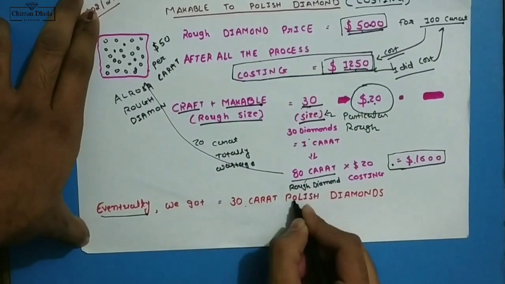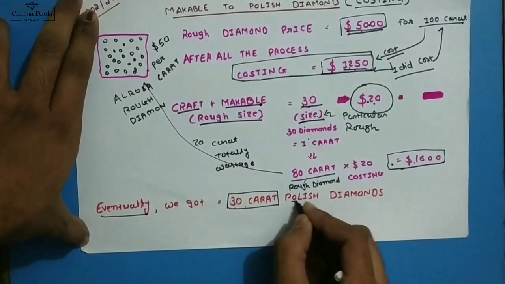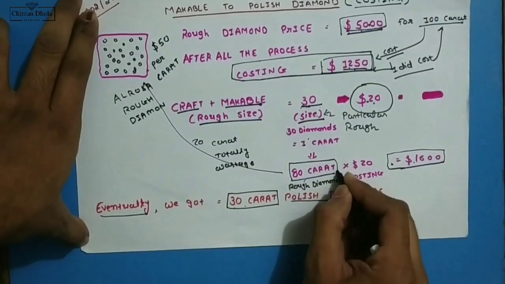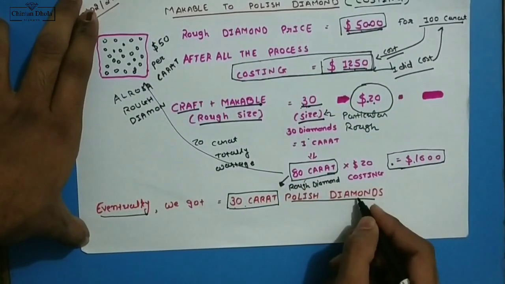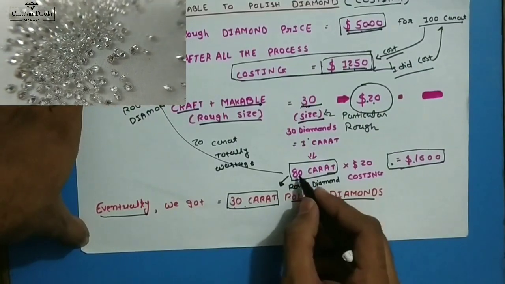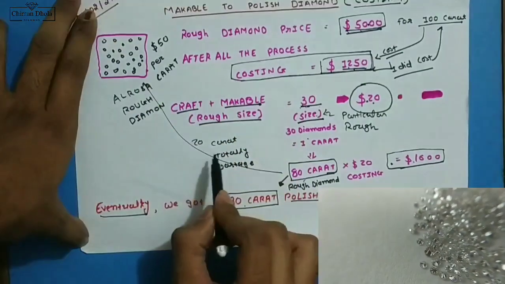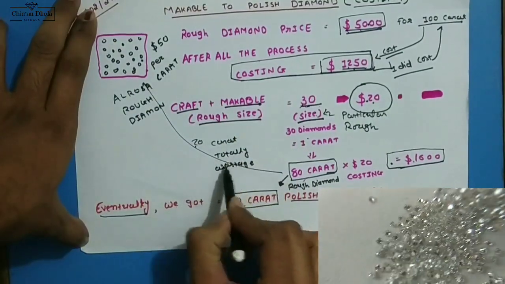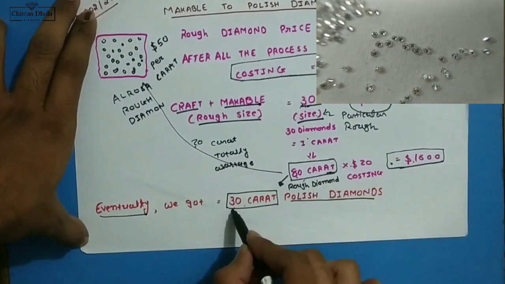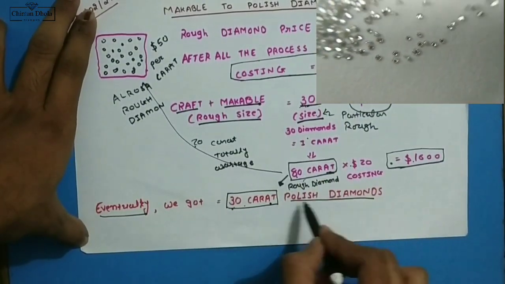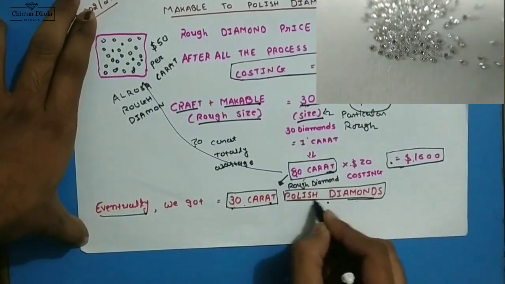We got only 30 carat polished diamond. From the 80 carat rough diamond we get only 30 carat polished diamond. Finally, we purchased 100 carat rough diamond, in which 20 carat is totally wastage. We got only 80 carat rough diamond. After polishing we only get 30 carat polished diamond. Okay, this is the polished diamond we got.